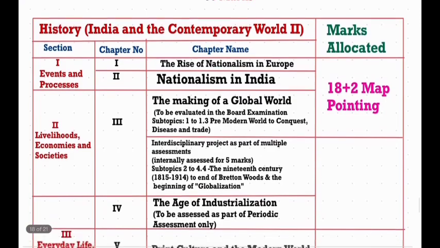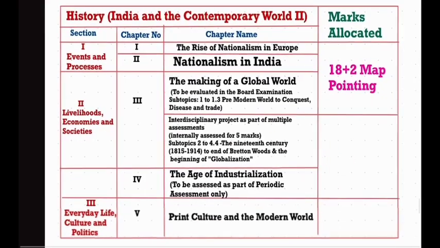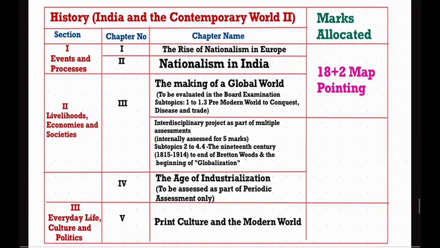So first, let us start with history. History, India and the contemporary world. You can see here there are three sections. First one, events and processes. Second one, livelihoods, economies and societies. Third section, everyday life, culture and politics.